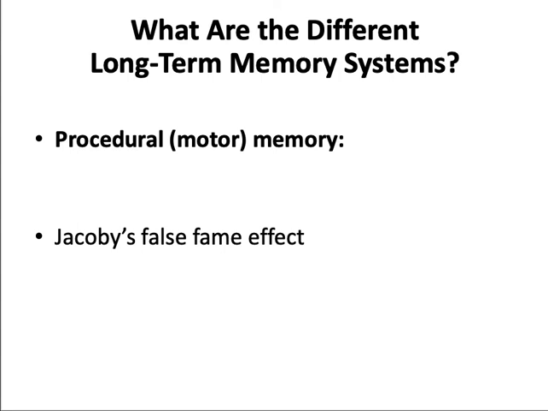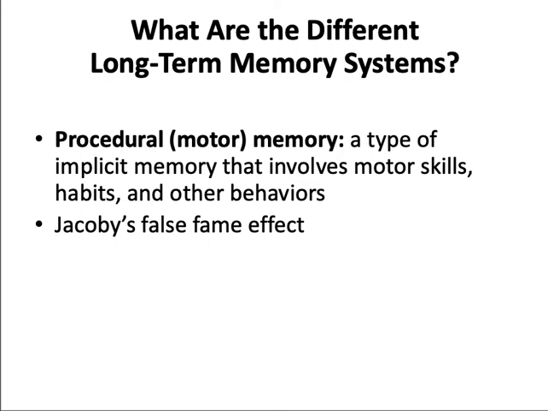Jacoby's false fame effect demonstrates how our implicit formation of attitudes can affect our beliefs about people. There were 2 studies. The first study was about pronunciation. Participants were given a list of made-up names. In a second, later study, that the participants were told was unrelated, they were given a list of names and had to decide if any of them were famous. They misjudged the names of these people because they remembered them without effort from the previous study. In that case, they assumed they were famous because they remembered the name.